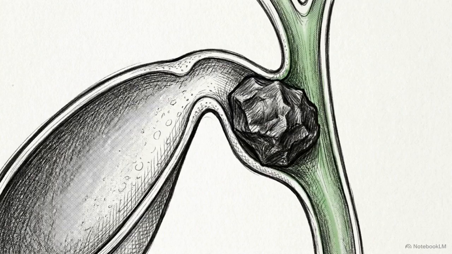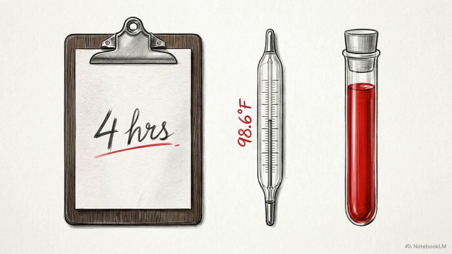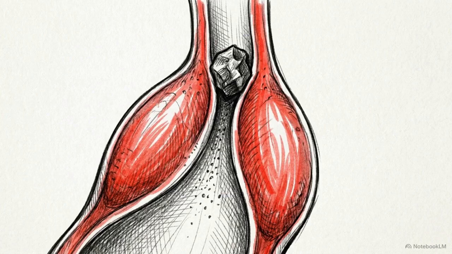This occurs when a gallstone temporarily lodges in the cystic duct. By definition, the pain resolves completely within 4 to 6 hours, and the patient exhibits no fever, no leukocytosis, and no systemic signs. If the stone remains impacted, simple colic escalates to acute cholecystitis.